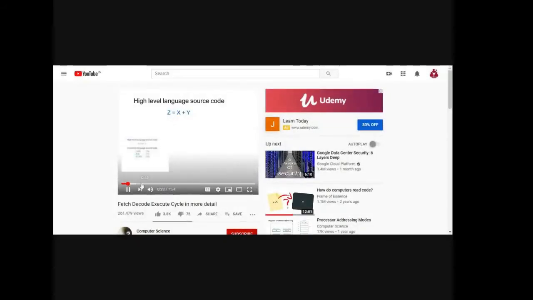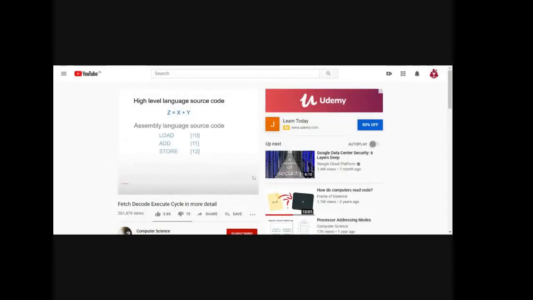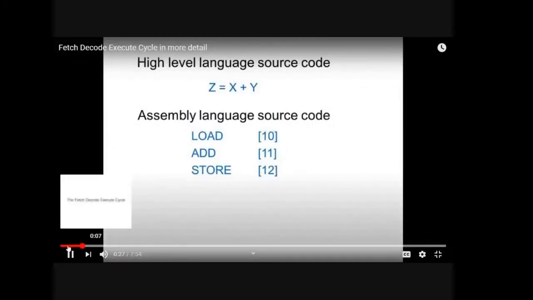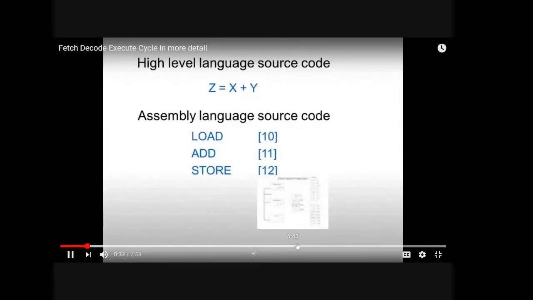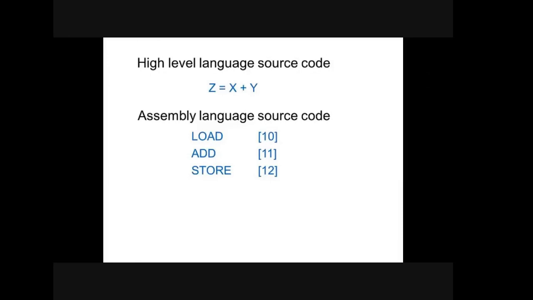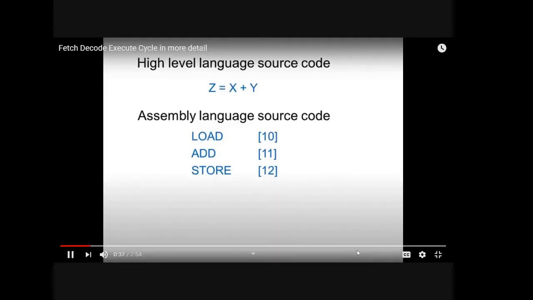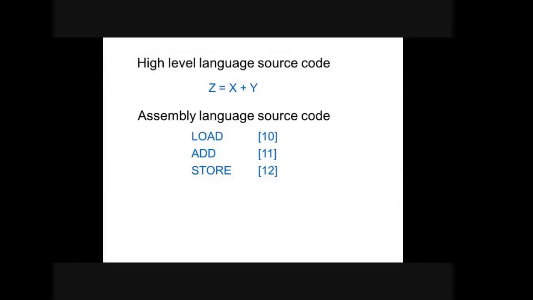Y and store the result in Z. If I was going to write something similar in an assembly language, I would need more commands. I need to think about the accumulator. So what we're saying here is load the contents of memory location 10 into the accumulator. Add the contents of memory location 11 to whatever's in the accumulator, and then store whatever's in the accumulator back into location 12.